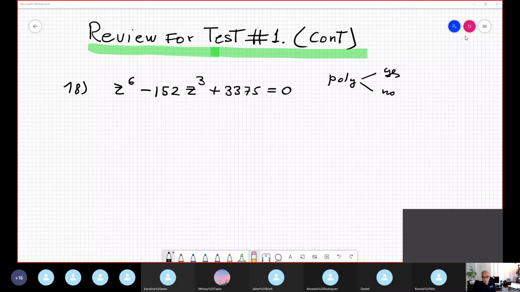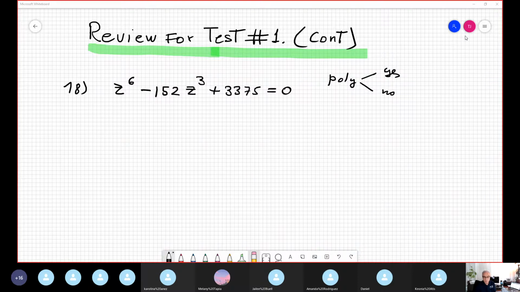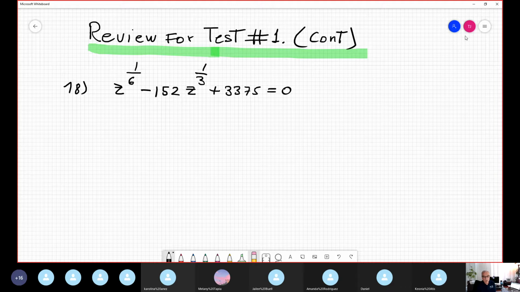Silvana says yes. Okay, why, Silvana? What is the reason? What is the clue? Give me an identification of a polynomial equation. No clue? How do you recognize it? Suppose I put a fraction here, 1/6, 1/3. Is it a polynomial equation? Yes or no? The new one.